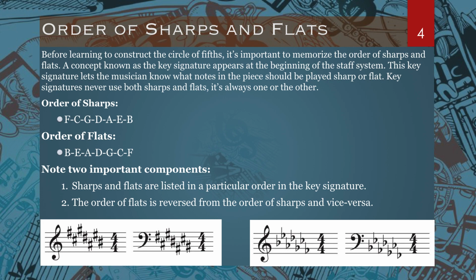So the order of flats then is B, E, A, D, G, C, F. Now if you notice, the last flat is an F. The first sharp in the order of sharps is also an F. The second to last flat is a C. The second sharp is a C. So the order of flats, if you read it backwards, is actually the order of sharps going forward. So if you just memorize the order of sharps, F, C, G, D, A, E, B, then you've also learned the order of flats, because the order of flats is just the order of sharps written backwards. So instead of starting on F for the flats, you start on B and go the opposite direction.